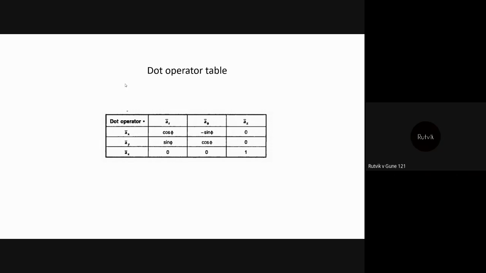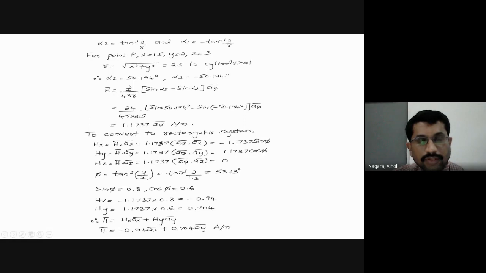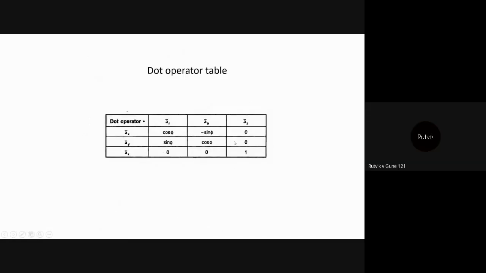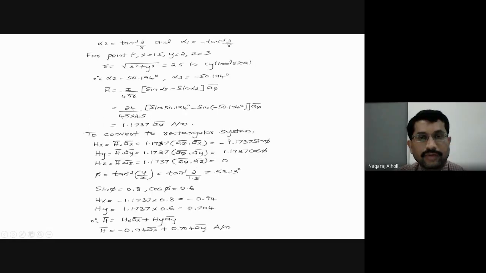Sir, alpha 2 is 50.194 degrees. Okay. What about alpha 1? Same value, only negative, sir. Yes. Alpha 2 is 50.194 degrees. The alpha value is the same. It is tan inverse of 3 by R only, but with the negative sign here. Alpha 1 is minus 50.194 degrees.